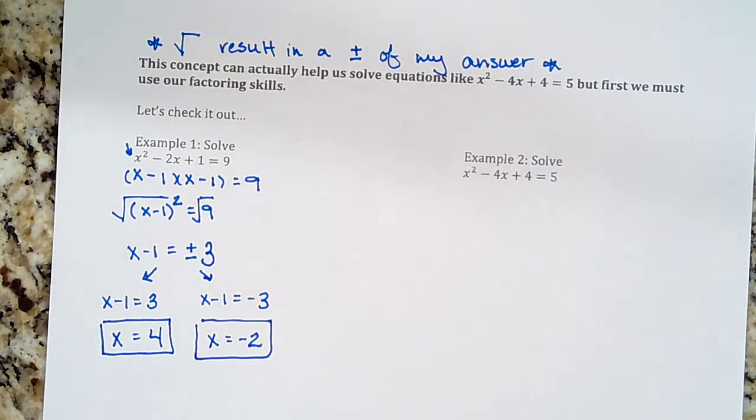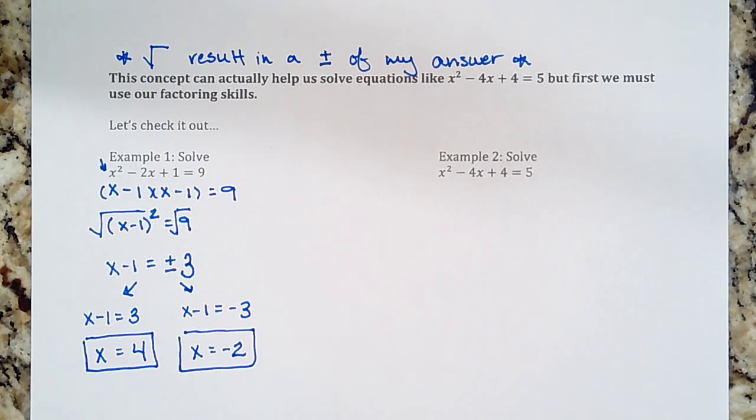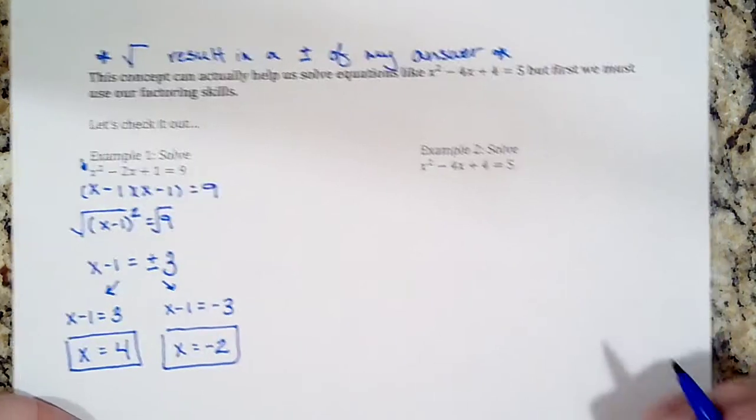This method of solving by having squares on both sides and taking the square root is called completing the square. And you'll see in tomorrow's video why we call it completing the square. However, today I just want you to get really comfortable with this idea of how to actually make this method work. So let's do another example here.